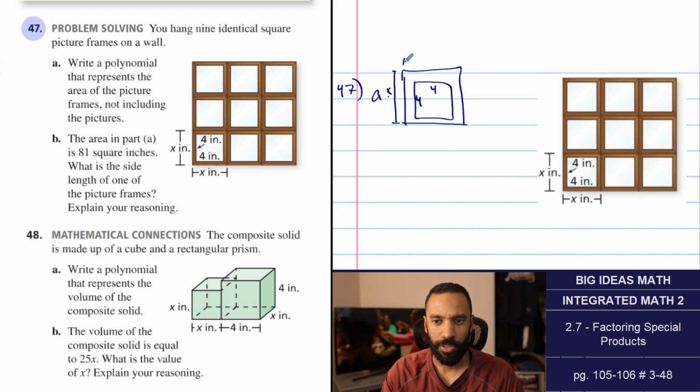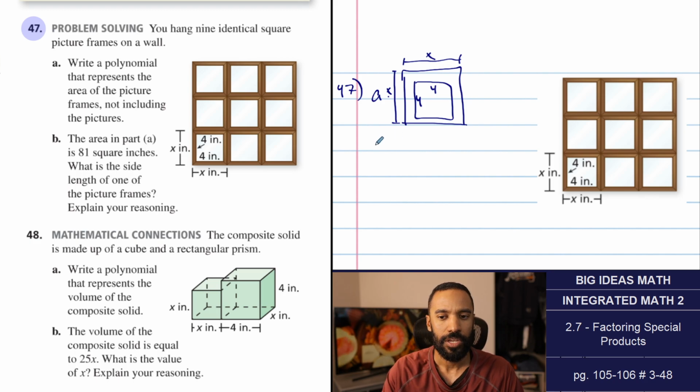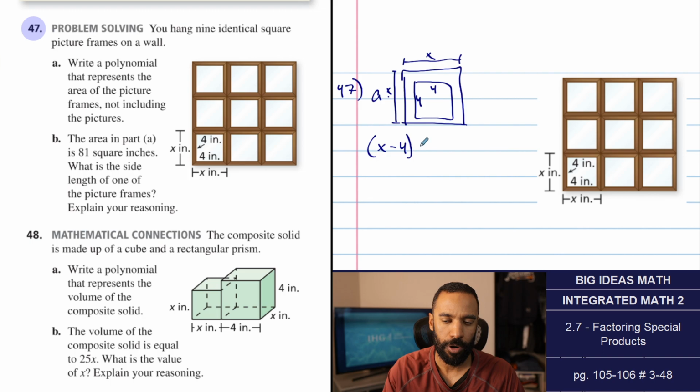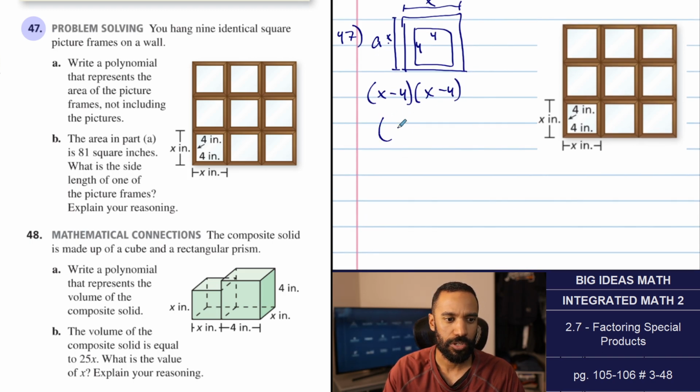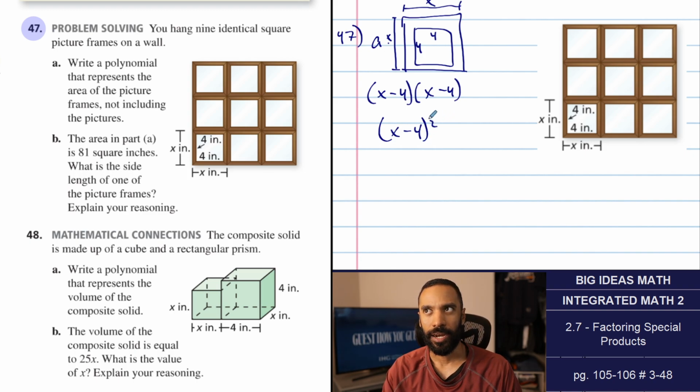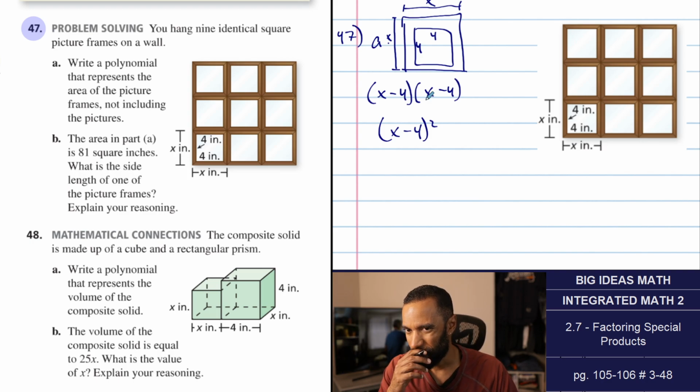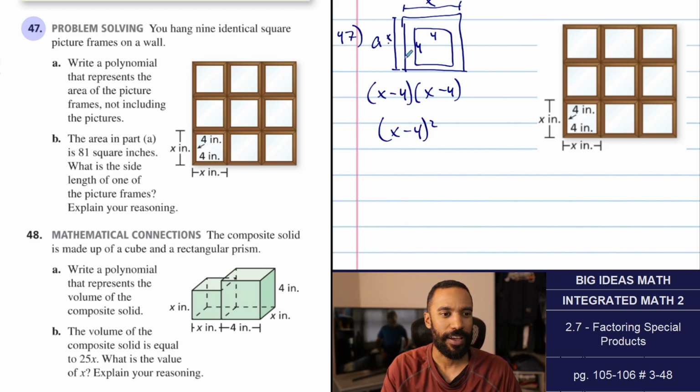let's see, how do I say it best? If the whole thing is X, then we're taking out 4 from each of those. So the area of the wood frame portion, we're taking out X minus 4 per side. So we have X minus 4 times X minus 4, which is also X minus 4 quantity squared. And I think I'm saying that wrong. We need to find the area of that.